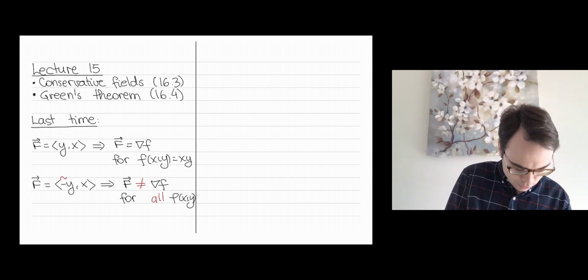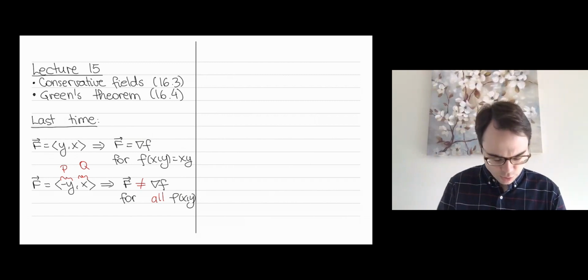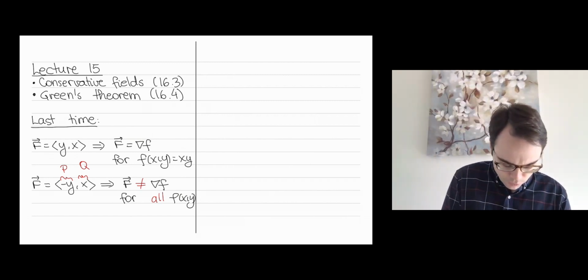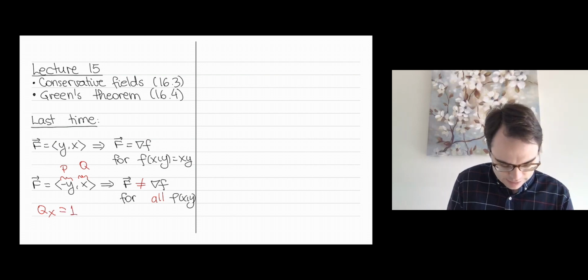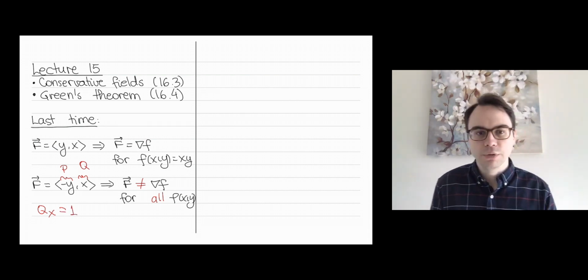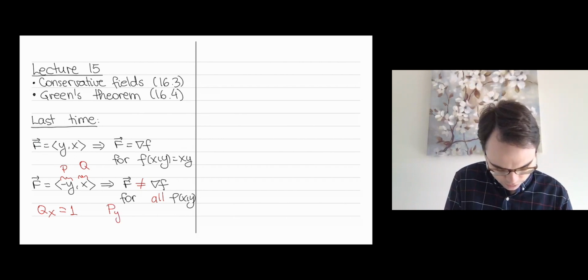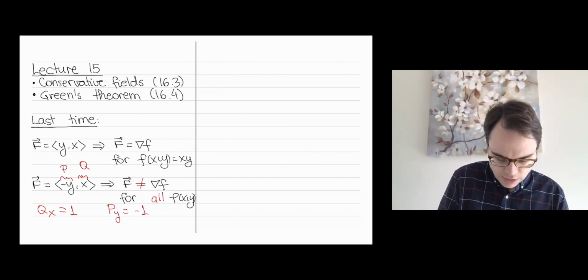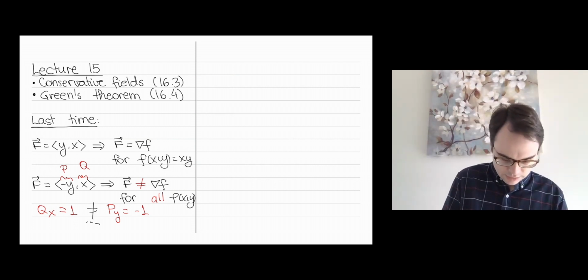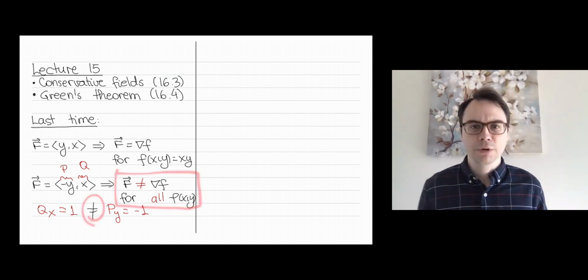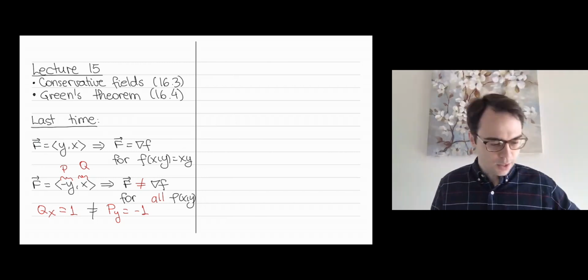Right, so here's what I'm going to do. I'm going to call the first component P, the second one Q. The names are not important, but it's what I always do. So I'm going to look at the x partial of the second component. In this case, that's 1. And I'm going to look at the y partial of the first component, so that's P sub y here. That's -1. And then you see that these two are different. And it's because they are different that I know that F is not the gradient of any function. Let me explain why.